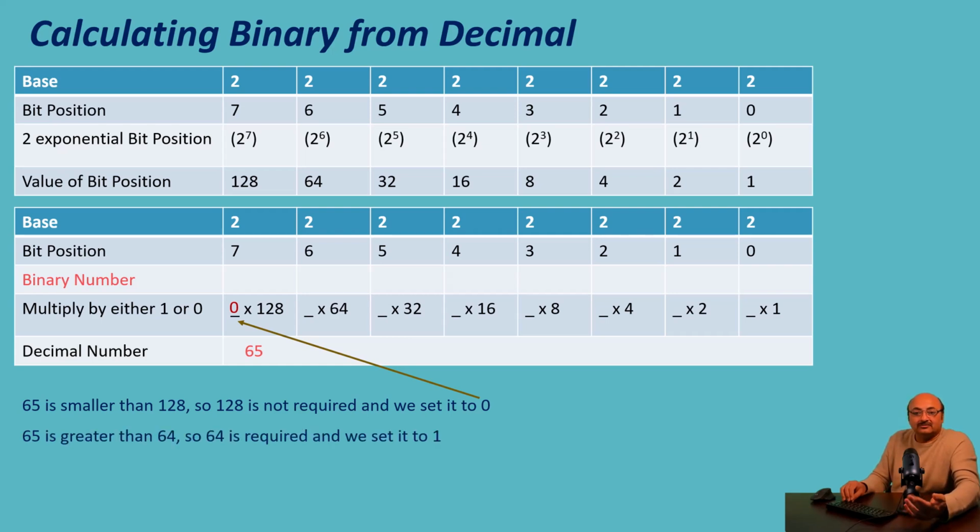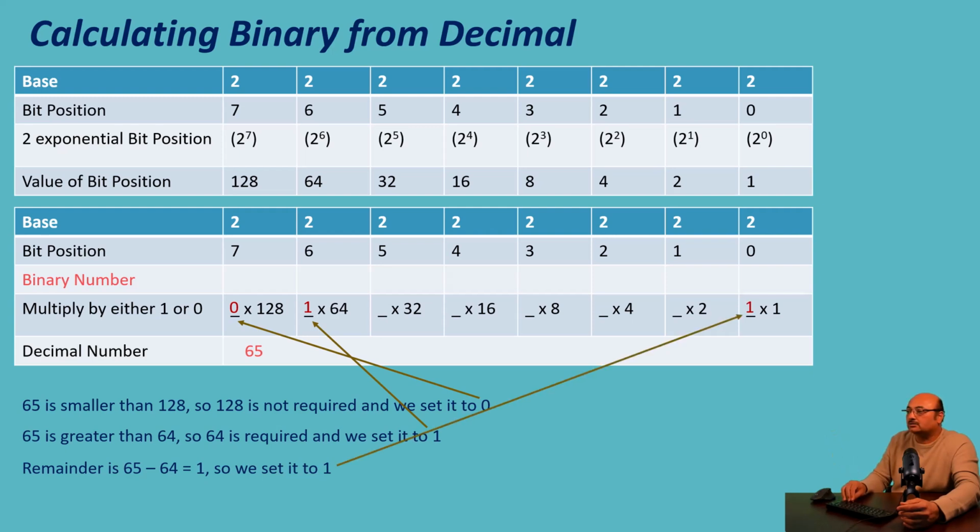Now next I compare 65 with 64. 65 is definitely bigger than 64, so that's why we definitely need 64. Hence I'm going to turn it on, set it to 1. That leaves me with 1. Now, do I need 32, 16, 8, 4, 2? No, right? All I need is another 1. So I set the rightmost bit position to 1.